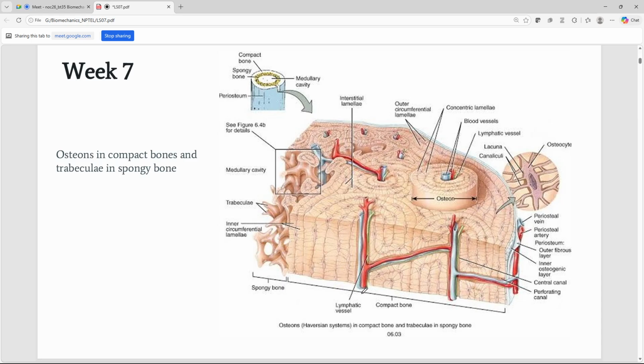So this outer peripheral portion of the bone is known as compact bone, and here these are osteons or Haversian systems. So these Haversian systems are the fundamental unit for compact bone. This is osteon.